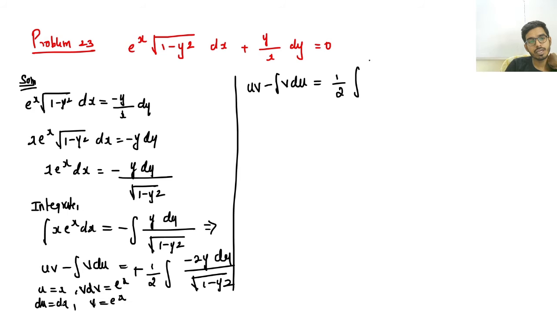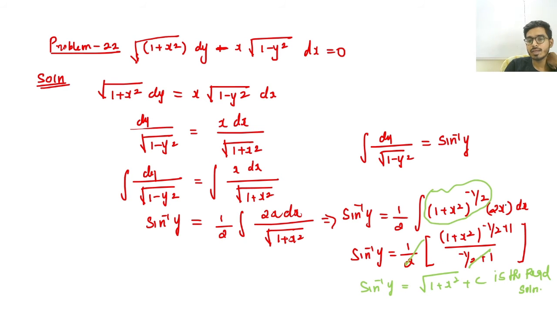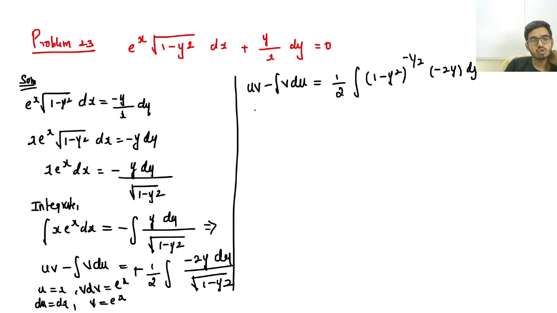I'm going to write this as 1 by 2 integral 1 minus y square whole power minus 1 by 2 into minus 2y dy, right? In the previous problem we had the same pattern. Here we have plus 2x dx, which means you just have to integrate only this term. You don't need to differentiate inside and put it in the denominator, right? So my u is x, v is e power x minus integral v du. I'm just doing two here. Here we have one integration, here we have one integration. This integration is very easy, it is nothing but integration by parts. So uv minus integral v du.